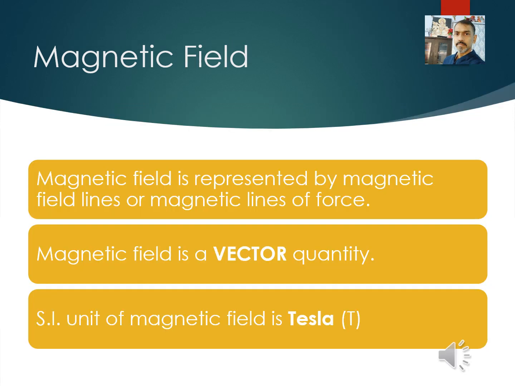Magnetic field is represented by magnetic field lines, or magnetic lines of force. It is the path taken by a unit north pole when placed in a magnetic field. Magnetic field induction or magnetic field strength, or simply, magnetic field is a vector quantity, as it has both magnitude as well as direction and obeys vector laws of addition. SI unit of magnetic field is Tesla, T.